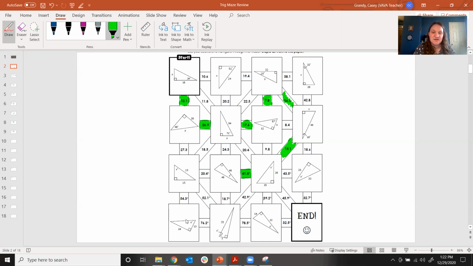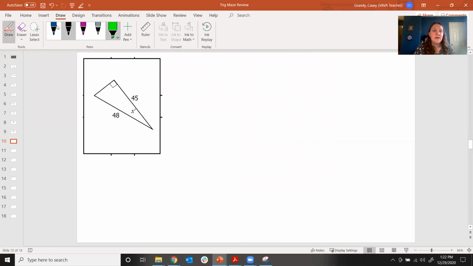Let's do another one together. Okay. All right, the steps: put an arc on the angle. Here it is. This X is labeling here. Label what's given in the picture, either O, A, or H. So here's our hypotenuse. 45 is an adjacent.